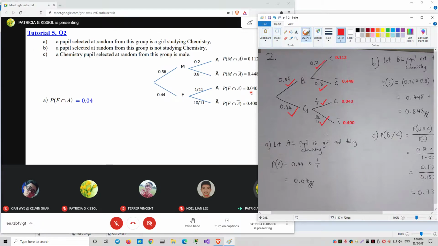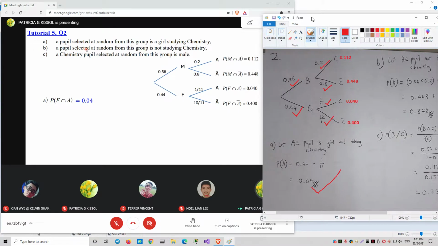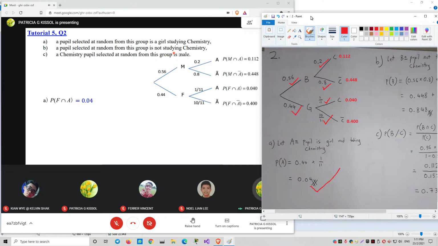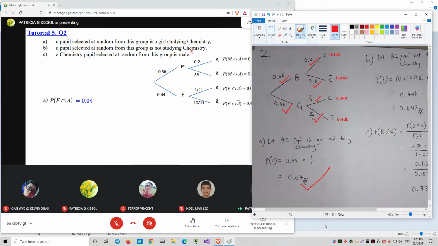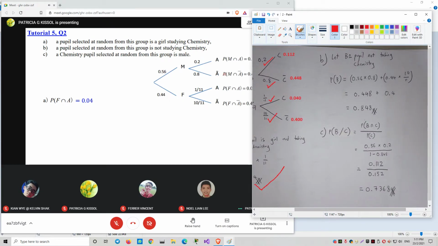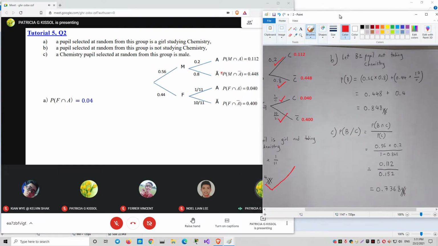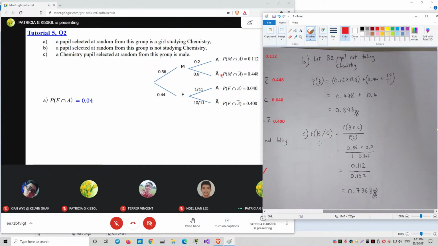Any question about that? No. Okay. The next question is, a pupil selected at random from this group is not studying chemistry. It doesn't say what gender, it just says a pupil selected, but not studying chemistry. So that means you need to focus on the ones that show not studying chemistry. For instance, this one, and another one is this one.